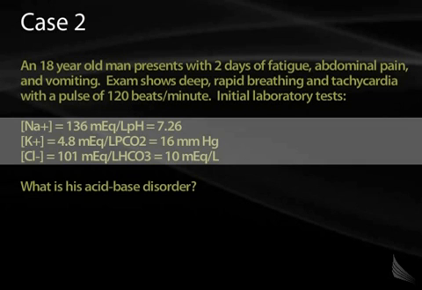Lastly, we calculate the delta gap. Is the change in bicarbonate concentration equal to the change in anion gap? We said the anion gap was 25, so approximately 13 above the normal range. The bicarb concentration has fallen by approximately 14. These two are essentially equal. Therefore, there is only an anion gap acidosis present.